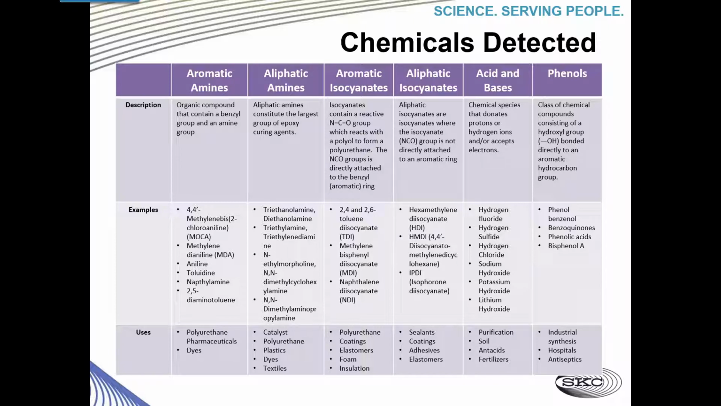The acids and bases, as you can recall from science or chemistry 101, are just chemical species that donate protons or hydrogen ions. Those are some examples, and those are the uses. And phenols are just chemical compounds that have the hydroxyl group bonded to an aromatic hydrocarbon group. And those are the examples and the uses.